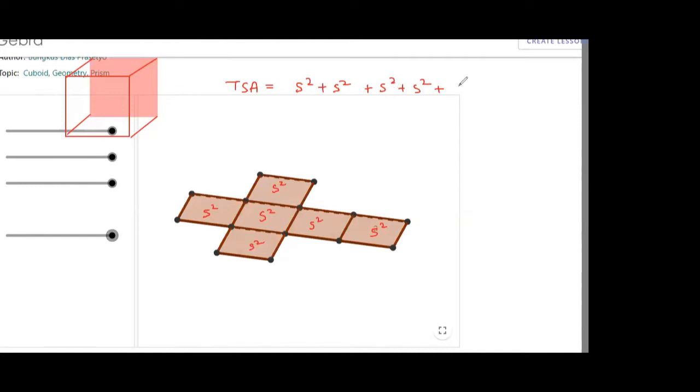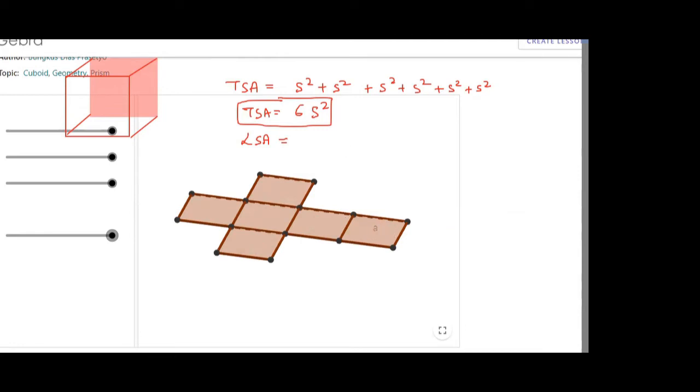Yes, Anna. Six into side square. So the TSA of a cube is 6 into side square. Is it making sense? Clear, Anna? Aaron? Yes. And we have already understood what is lateral surface area. What is the meaning of lateral surface area? Only the four walls, not the top or the bottom.